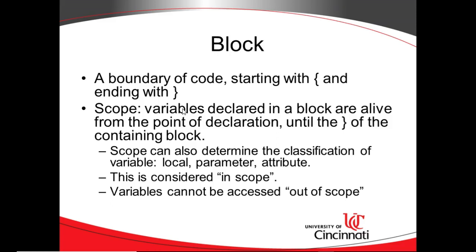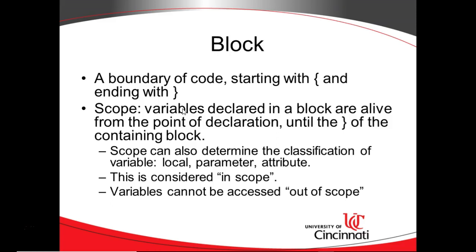So, scope also determines the category or the classification of a variable. There are essentially three different categories of variables we're going to have. I'm not talking about variable type, I'm talking about a category. So those three are local, parameter, and attribute. We'll take a look at examples of each of those in just a moment. So, variables that are declared within a block are considered in scope in that block. They're considered out of scope outside of that block, and they cannot be accessed outside of that block.